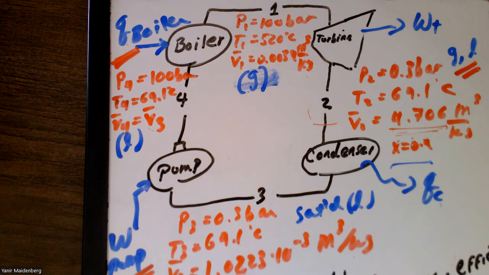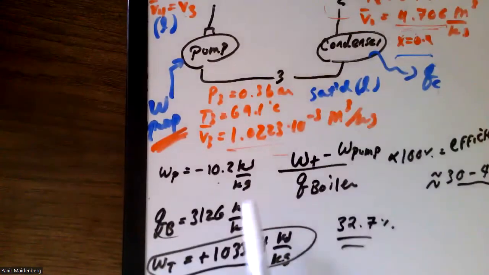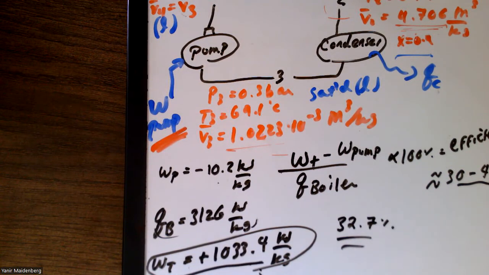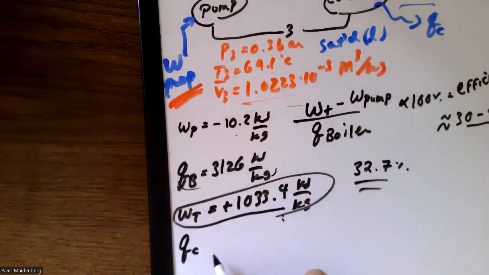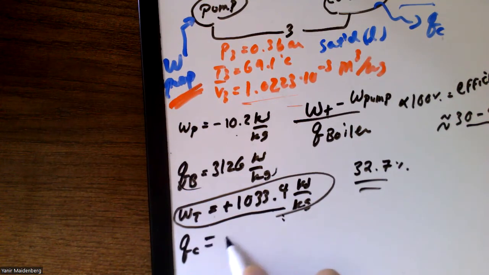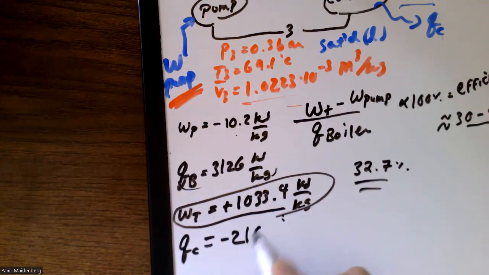What we're going to do is discuss this through an example, and I will give you a way to determine these numbers. So your goal whenever you see a question or problem having to do with a cycle is to calculate the work of the pump, the work of the turbine, the heat going into the boiler, and also the heat released by the condenser, which in our case is negative 2100 or so.